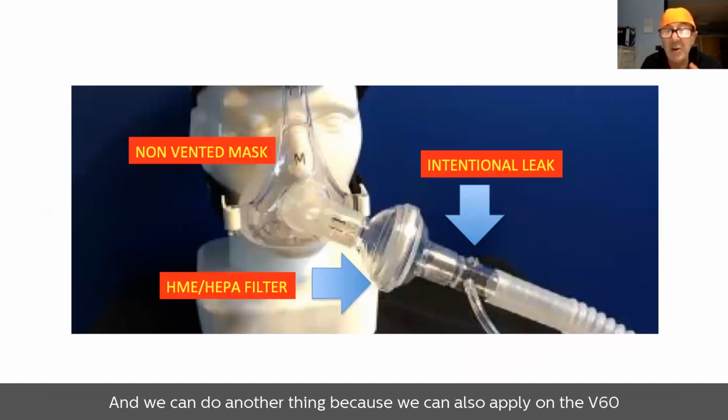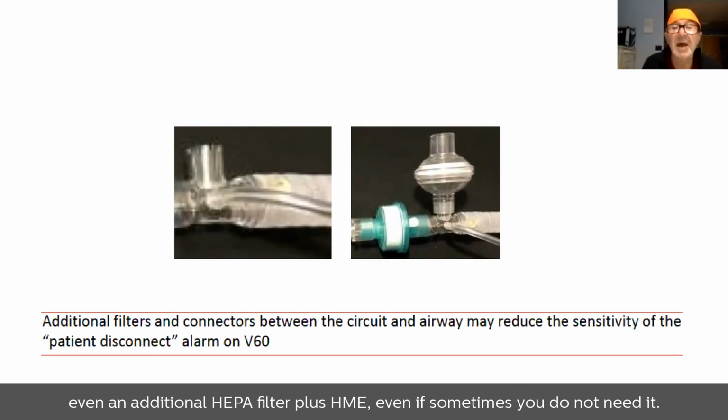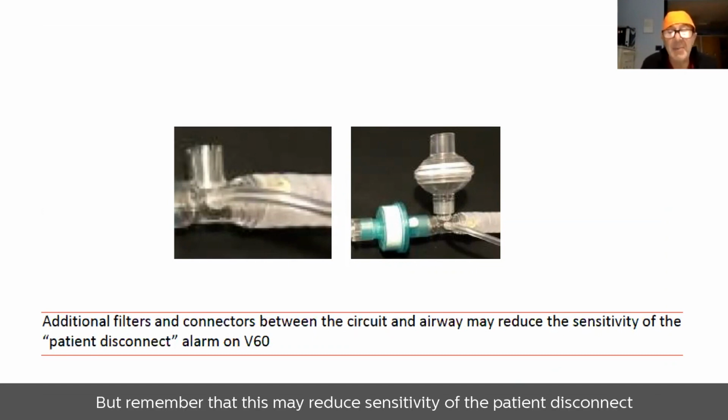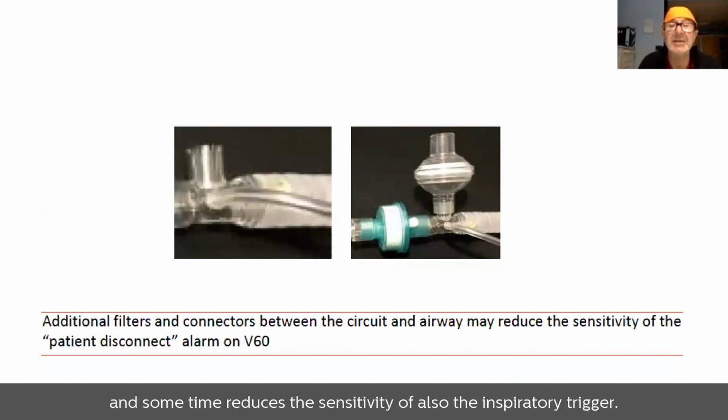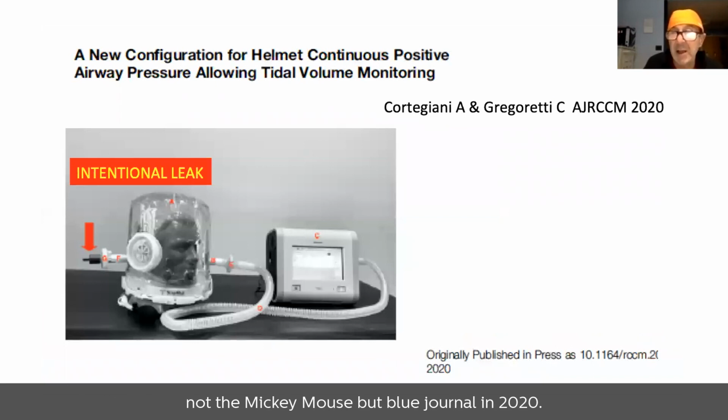They also have the capability to work as a HEPA filter. And we can do another thing, because we can also apply on the circuit even an additional HEPA filter plus an HME, even if sometimes you don't need it, but you may need it. But remember that this may reduce the sensitivity of patient disconnect detection, and sometimes also the sensitivity of inspiratory trigger. But I just want to show you this paper that was published in the Blue Journal, not in Mickey Mouse, in Blue Journal in 2020.